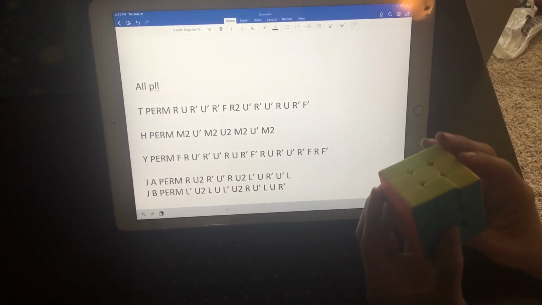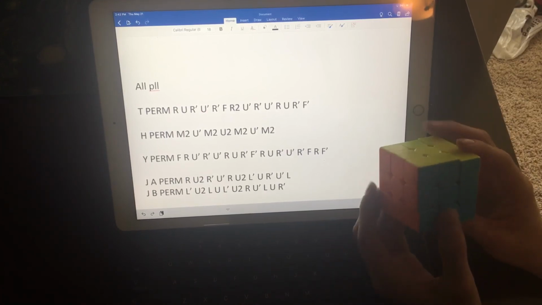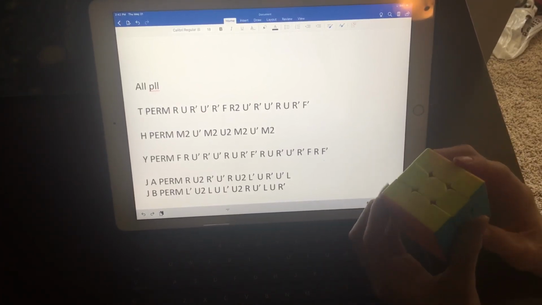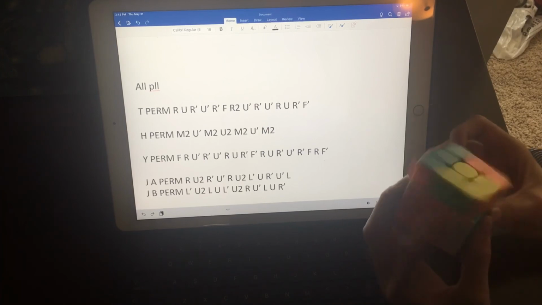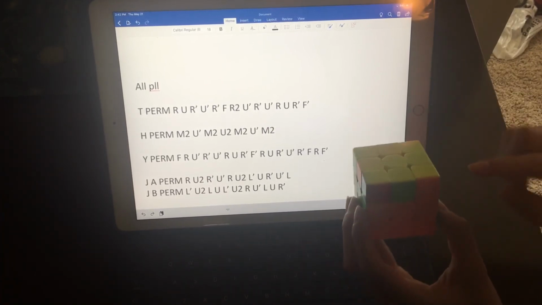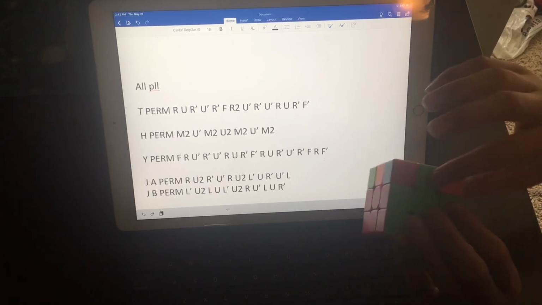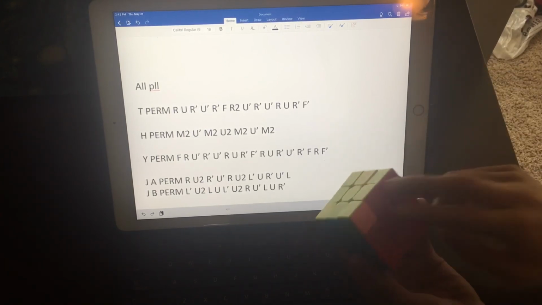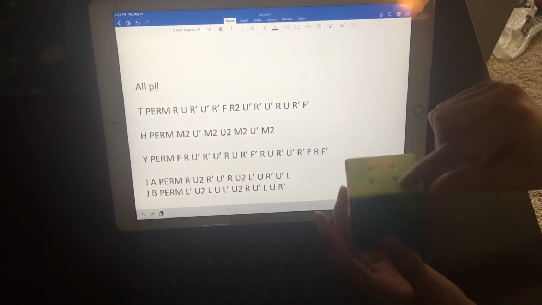So it's an easy algorithm. It's one of my favorites to do because of how fast it can go. Now we have a Y perm. You can tell you have a Y perm if you have these two bars and these two bars, you will match them with their color and there will be one in between them.